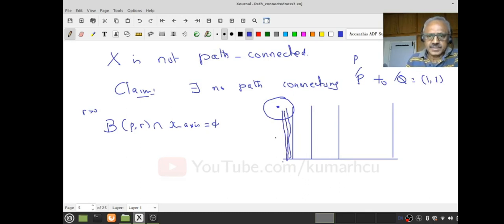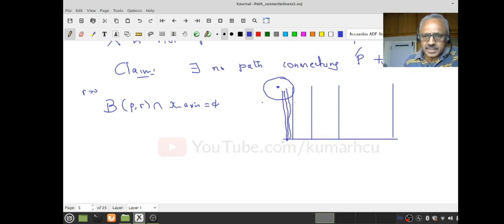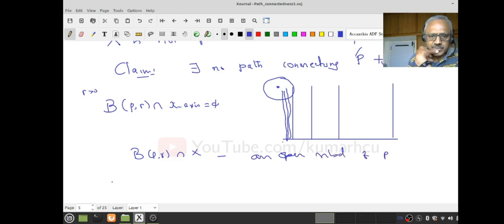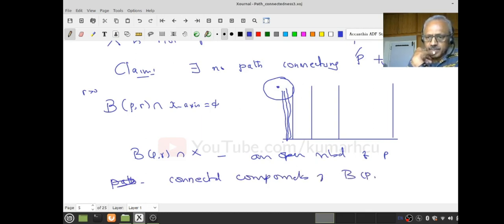A lot more lines here, right? You understand? So therefore B_P(R) intersected with X is an open neighborhood of P, right? Now do you see what are the path connected components of B_P(R) intersection with X?